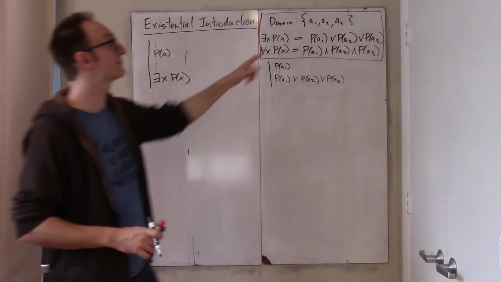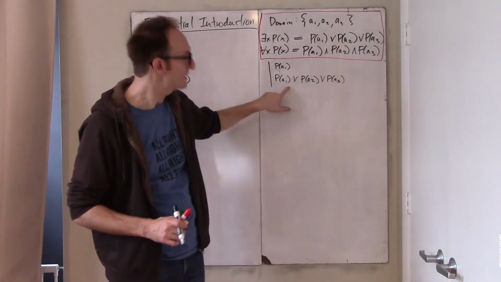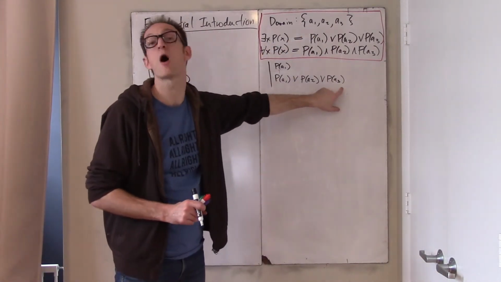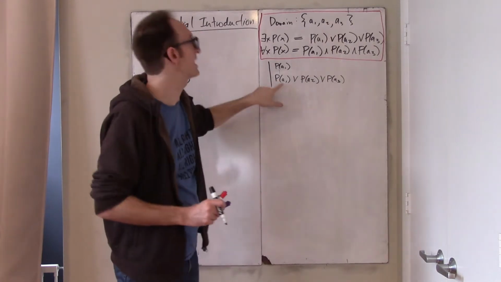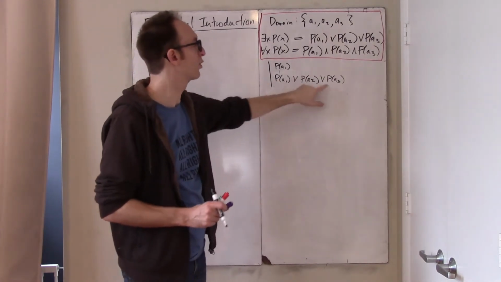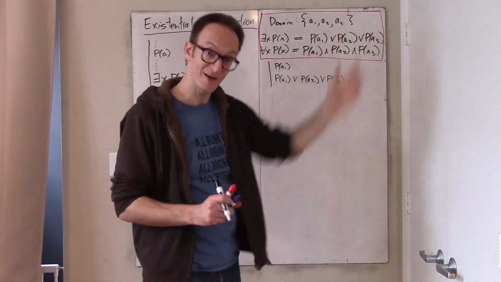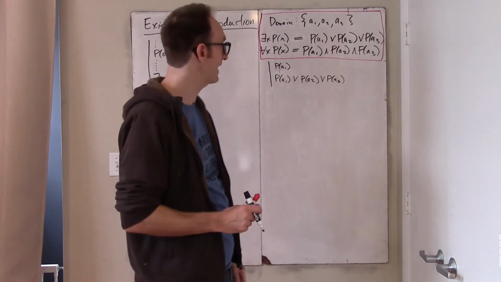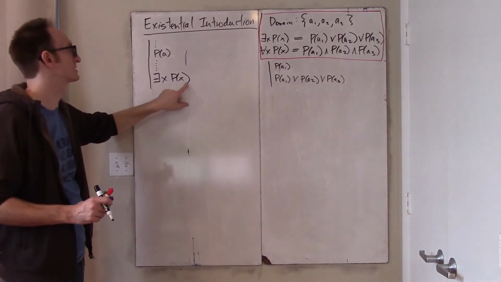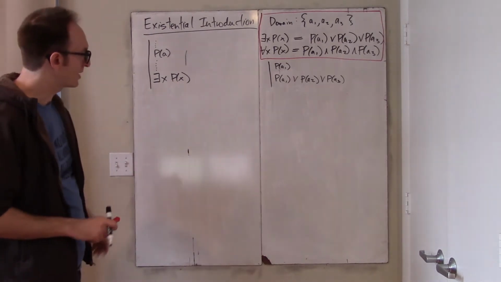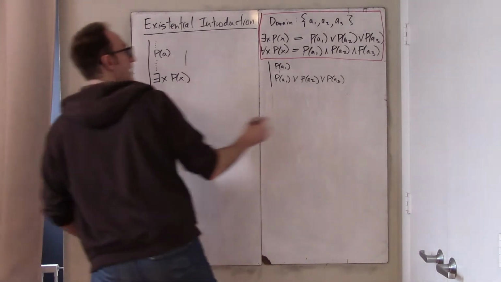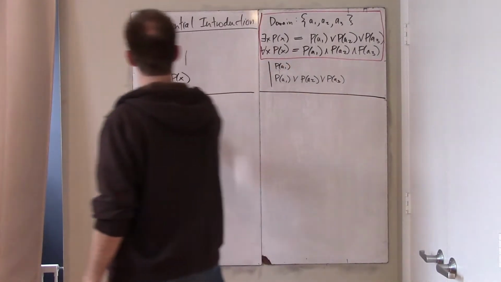But obviously, if your domain is infinite, then you can't even write this out. You can't say P of A1 or P of A2 or P of A3, if there are in fact an infinite number of objects in the domain. So you sort of have to use this existential quantifier. Okay, good. That's sort of too much information.